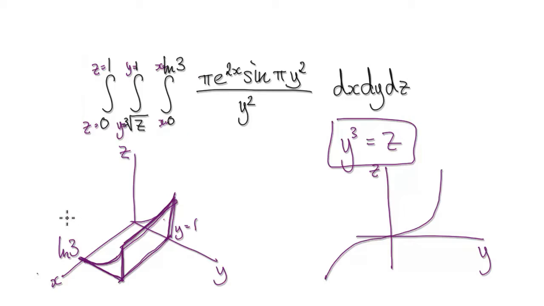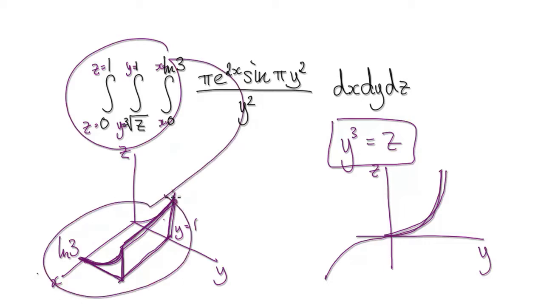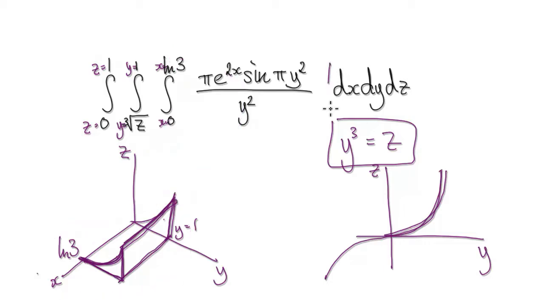Imagine this is a skateboard ramp. You're skating along, and then you hit the ramp, and then you shoot up. So it's like a skateboard ramp in the shape of a cubic. You've got to imagine this is a cubic. So now that we know our region looks like this, we can now change the order of integration.